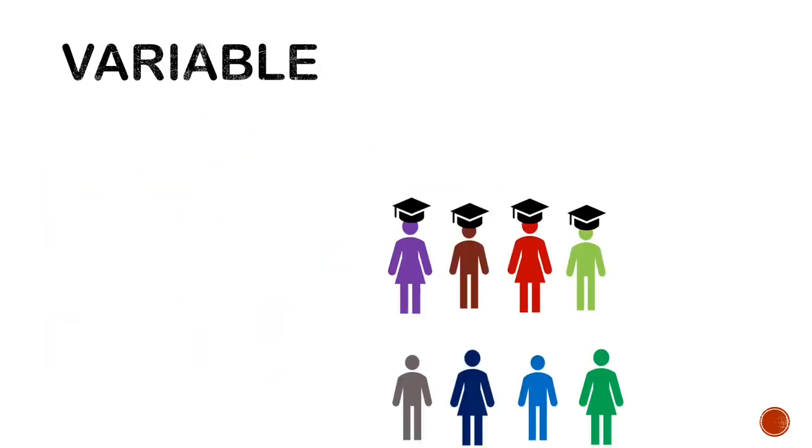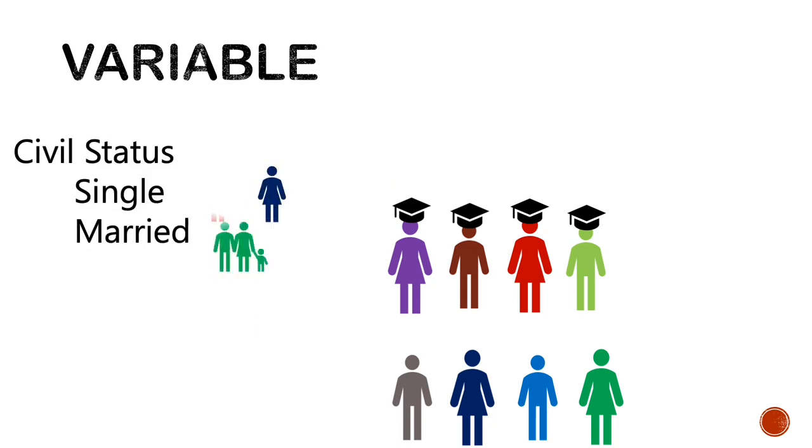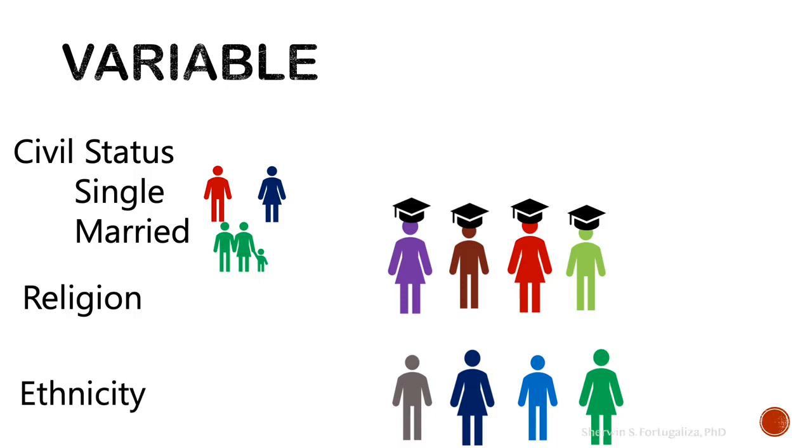They might also differ in terms of their educational attainment. In their civil status, some are single while others are married. In their religion, or even in their ethnicity. As the name implies, variable is something that varies.